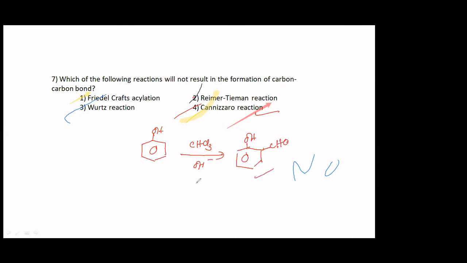Carbon-carbon bond is formed. Wurtz reaction definitely forms one. The Friedel-Crafts reaction, acylation, there also it is formed, isn't it? You have got benzene here, C double bond O CH3. This is the carbocation. This has to form a bond. Definitely it will form this one.